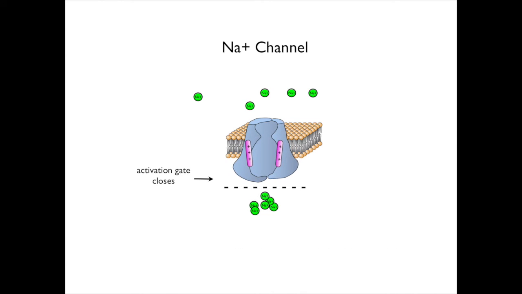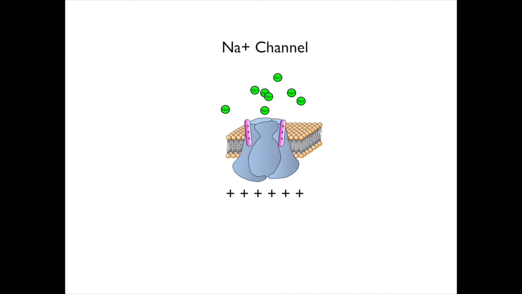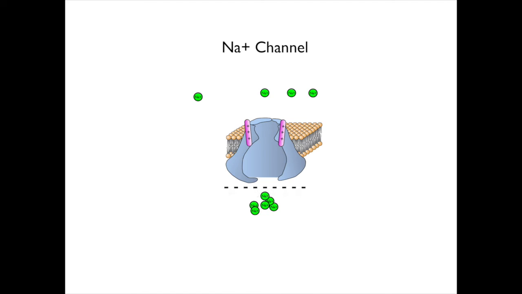When the cell repolarizes, the negative charges on the inside of the cell then attract the positively charged S4 helix in each of the four domains, moving the segments downward, which in turn closes the activation gate. Hence, the activation gate is opened by depolarization and closed by repolarization. Open. Close.